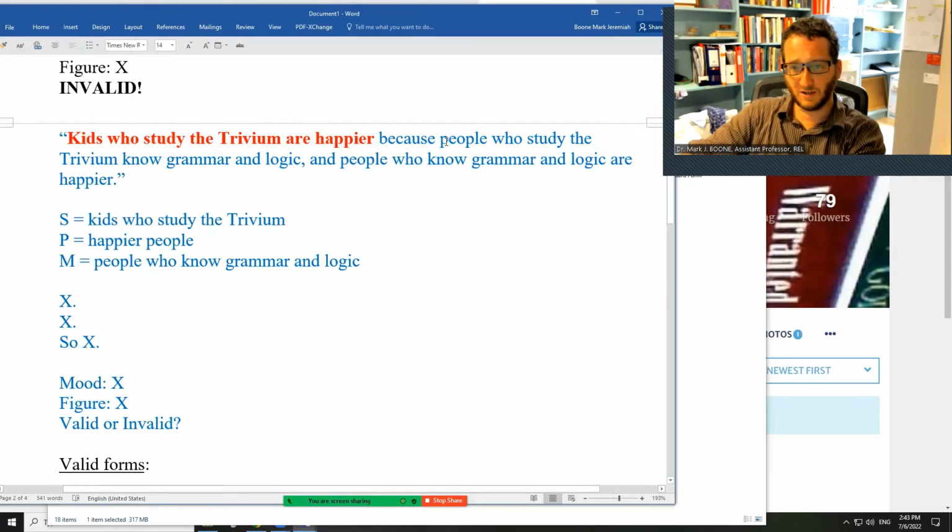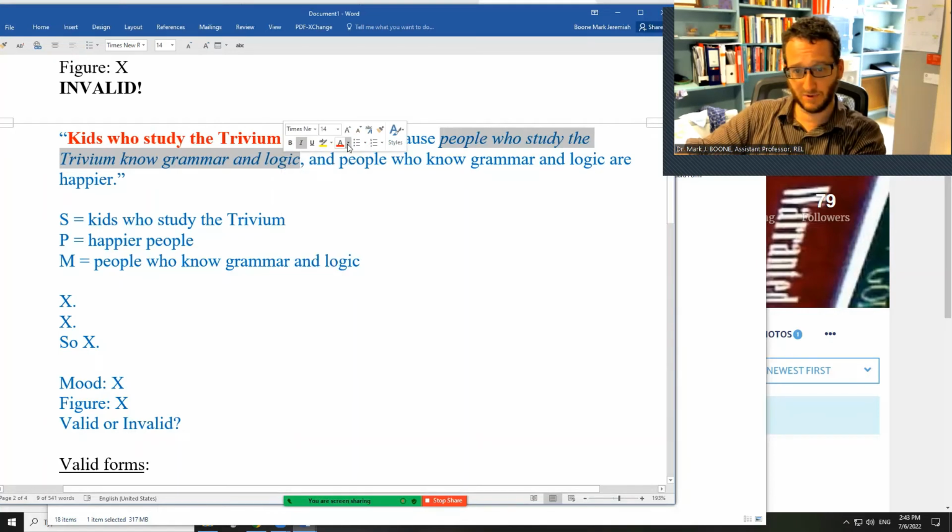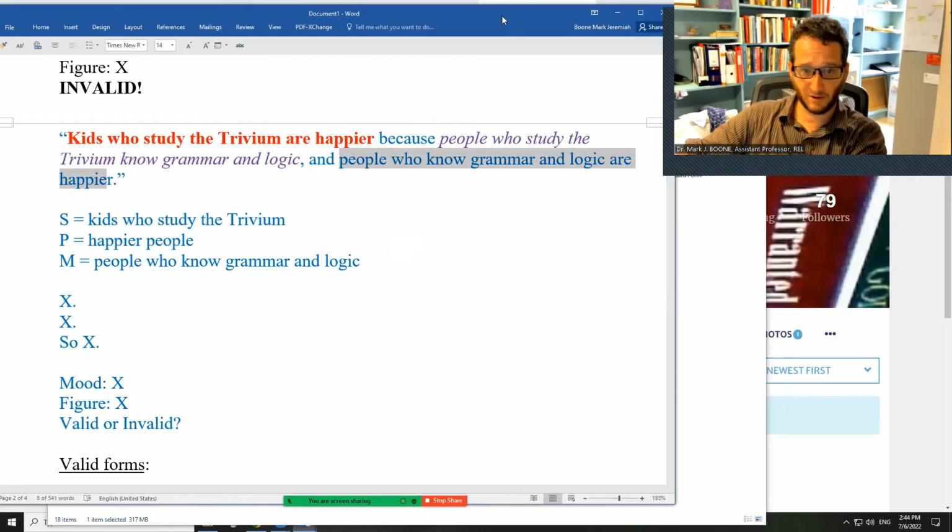People who study the trivium know grammar and logic. This is going to be our minor premise, I think. And the minor premise, let's italicize and put that in purple. And then major premise, people who know grammar and logic are happier. Let's underline that and put it in a third color, orange. Sure, why not? So now let's look at the purple premise.